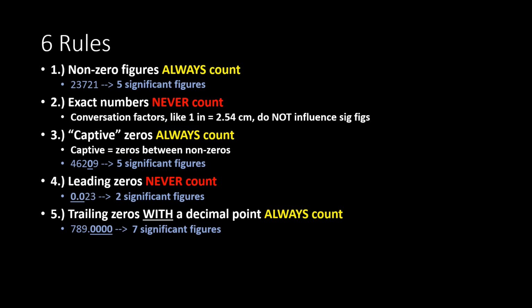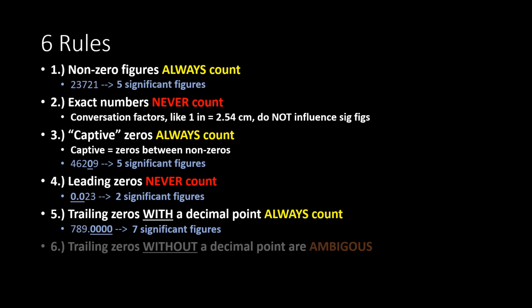The presence of a decimal point is very important because our last rule states that trailing zeros without a decimal point are ambiguous. This means if you have a number like 2,500, we do not know whether those last two zeros are significant. So we can only say that this number has 2 sig figs.